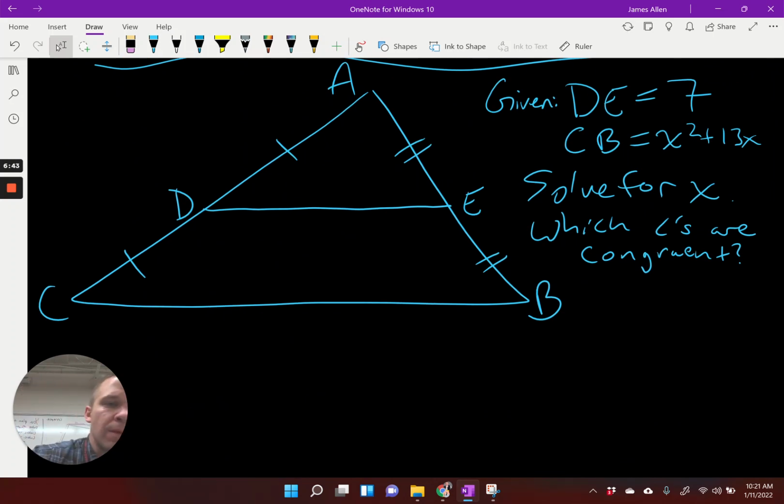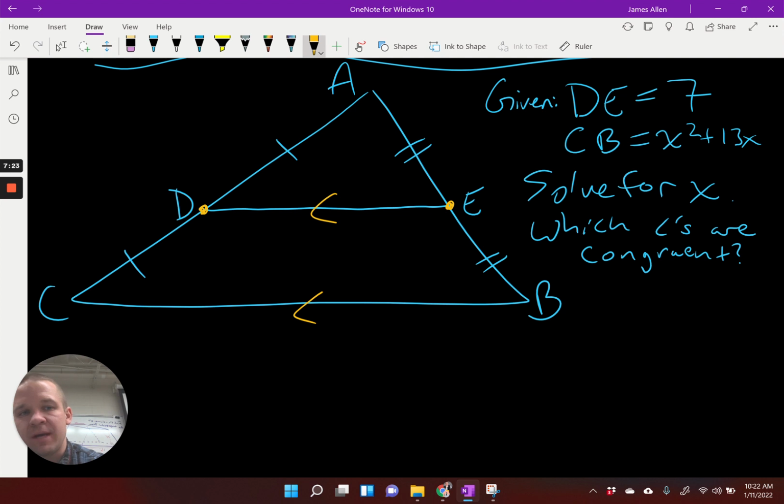Given DE equals 7 and CB equals x squared plus 13x, solve for x and which angles are congruent. Okay, so I don't have anything about DE and CB here in this problem. But let's see here. If I've got my two congruent segments, that makes D a midpoint, right? And that also makes E a midpoint over here. So if those two things are true, this is a midline, isn't it? Which means that DE is half the length of CB. It's also parallel.